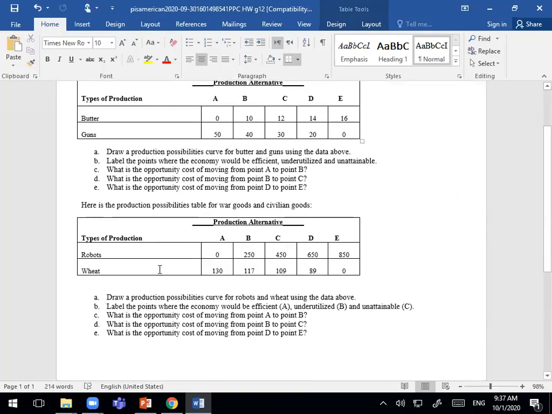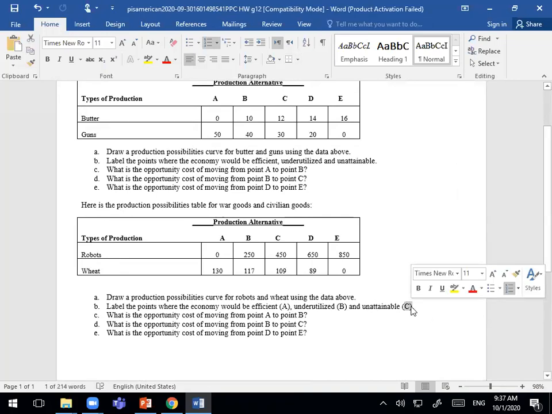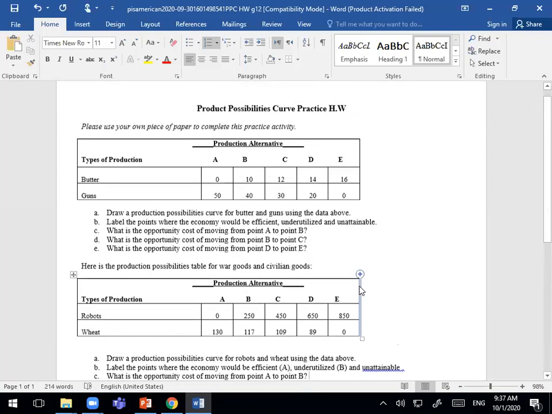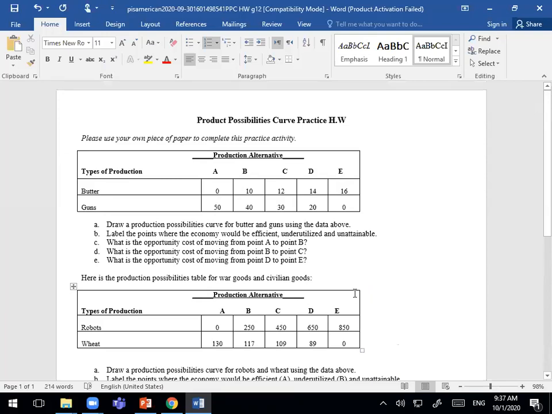But again, you're doing the second one on your own with robots and wheat. If you're producing robots and wheat, show me what you have. Delete these C's and whatever, or leave them, I don't care. But first graph this and see how it looks. Then if any of them are inefficient, or unattainable, tell me which one it is. Just play with it and see how it comes out. If you have any questions, please message me. I'll be available to answer all your questions, inshallah.